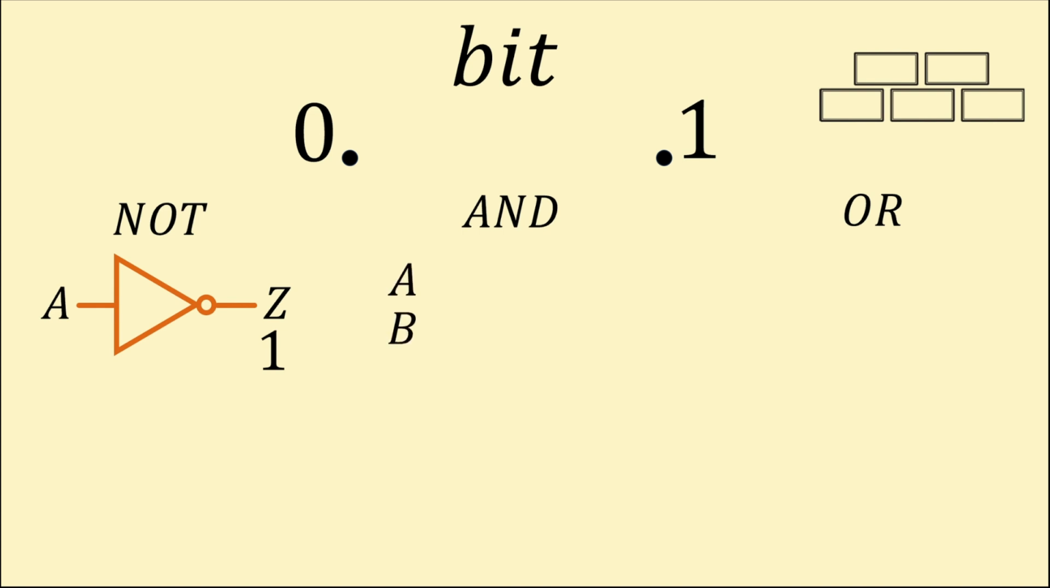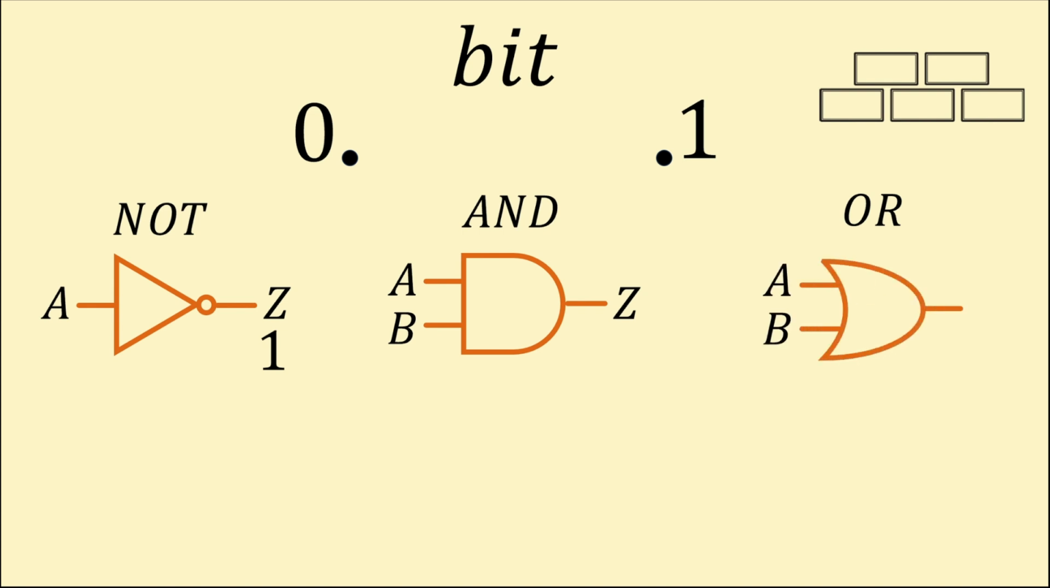The AND gate takes in two bits, A and B, to output Z. If both A and B are 1, it outputs a 1, or else it outputs a 0. For the OR gate, if either A or B is 1, it outputs 1. Used together, these can manipulate millions of bits and execute very powerful algorithms.